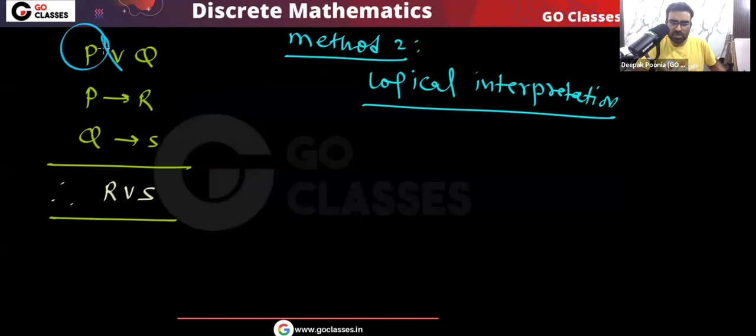So notice, if p is true then r will be true, if q is true then s will be true, because the third premise is saying that if q is true then s is true. So notice, p or q, at least one of them is true, then definitely at least one of r, s will be true. So I can say that r or s will be true, meaning at least one of them is definitely true. So that's it, this is the logical interpretation.